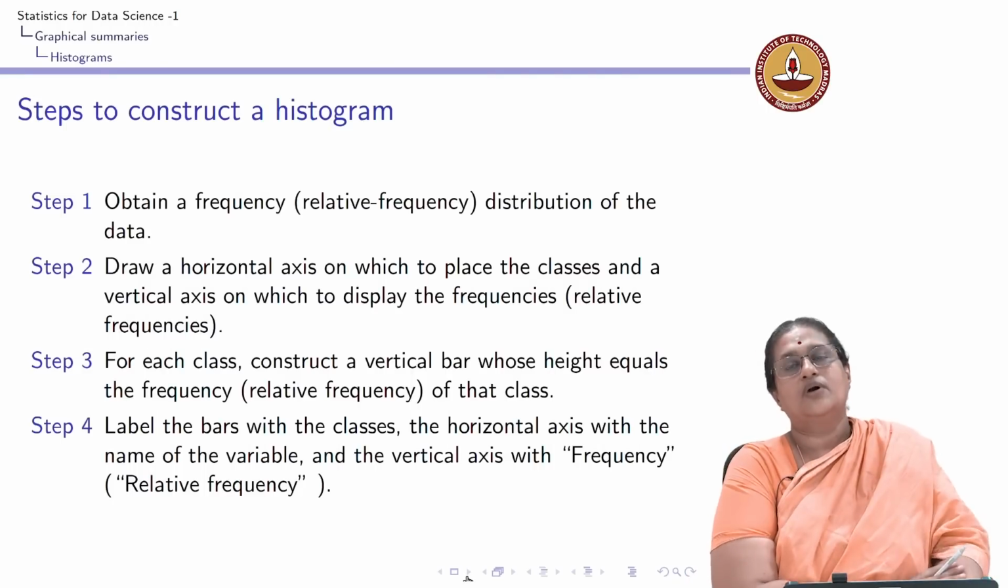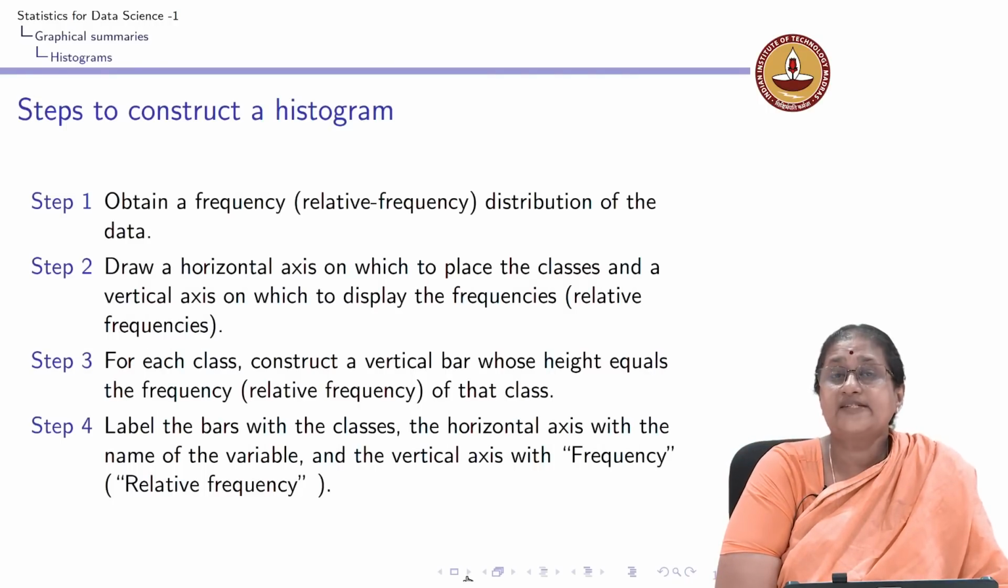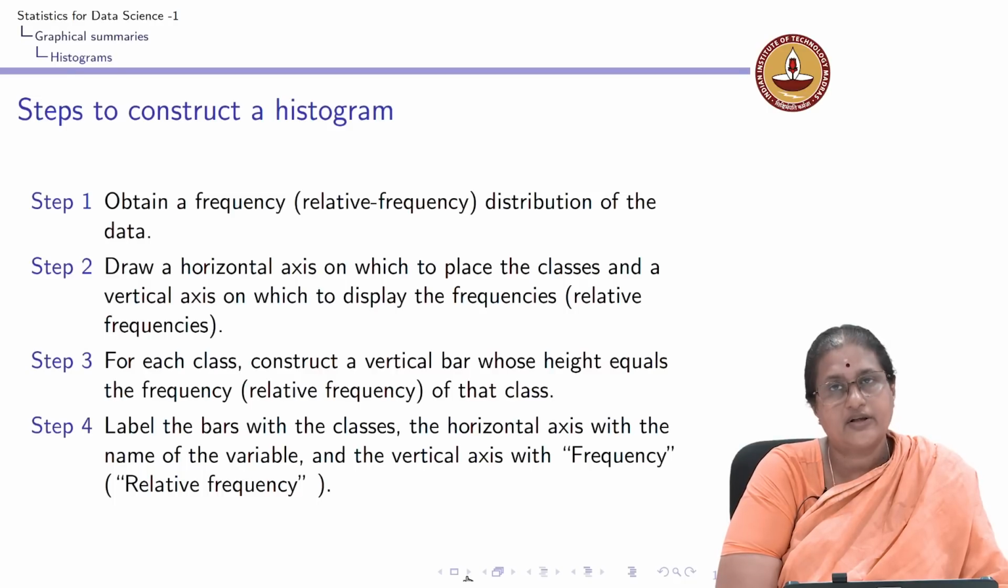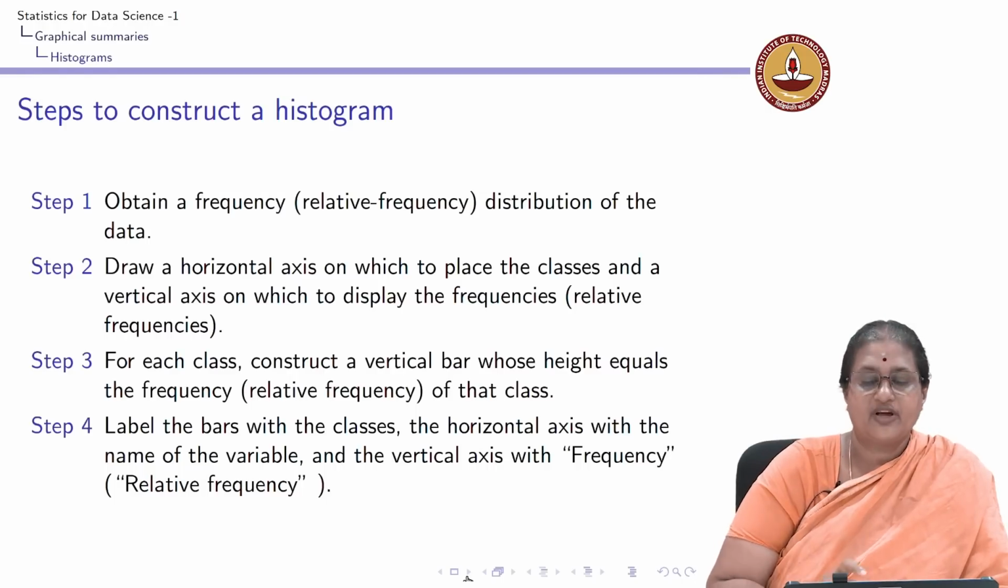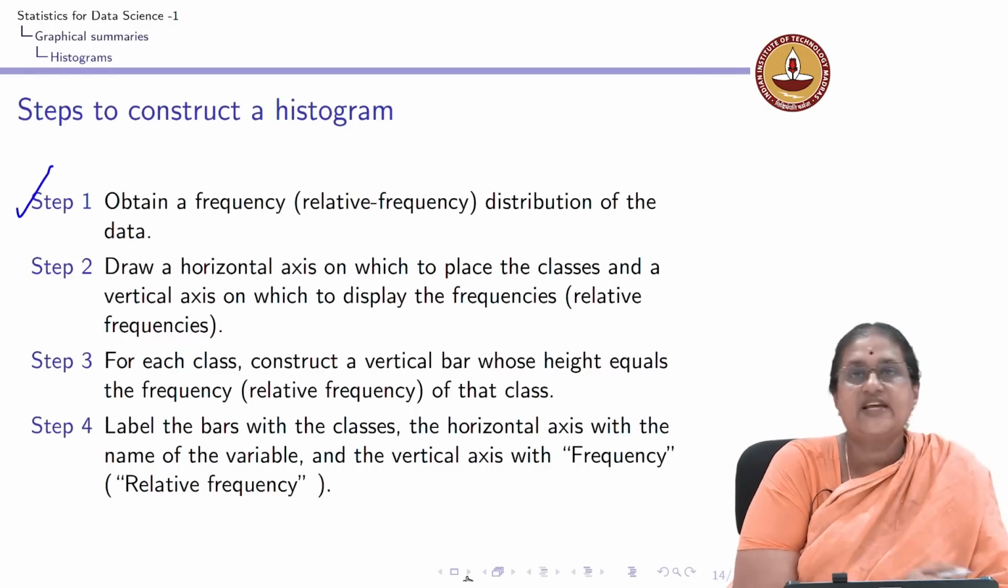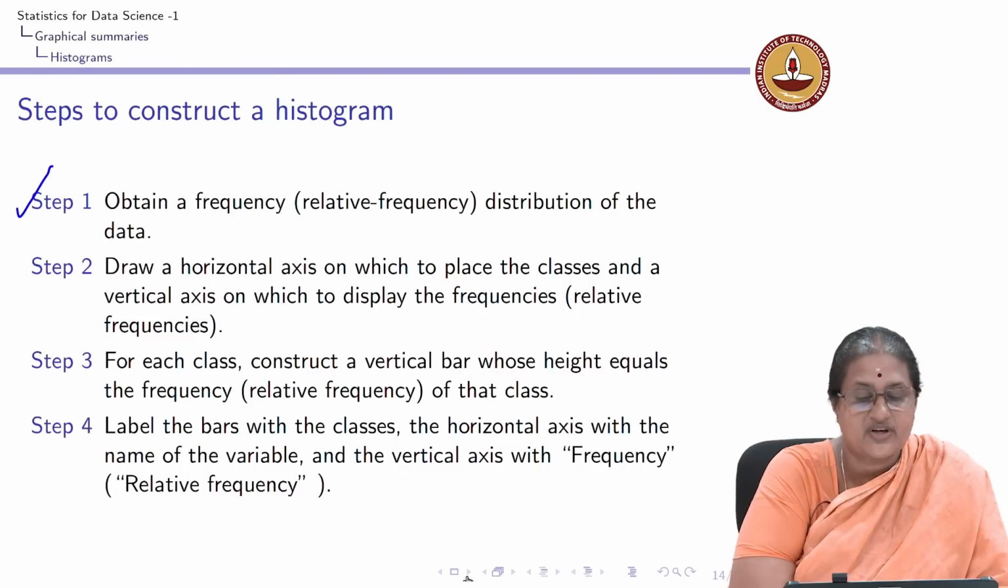Now we'll go about seeing how do I summarize the data for the second case, that is where I have constructed a frequency table for continuous data. The way we do it is through what we call a histogram. Histogram is one of the most popular graphical summaries of continuous data. So now we will understand how to set up a histogram. The first thing is we obtain a frequency distribution of data. We have already seen how to obtain this frequency distribution of data.